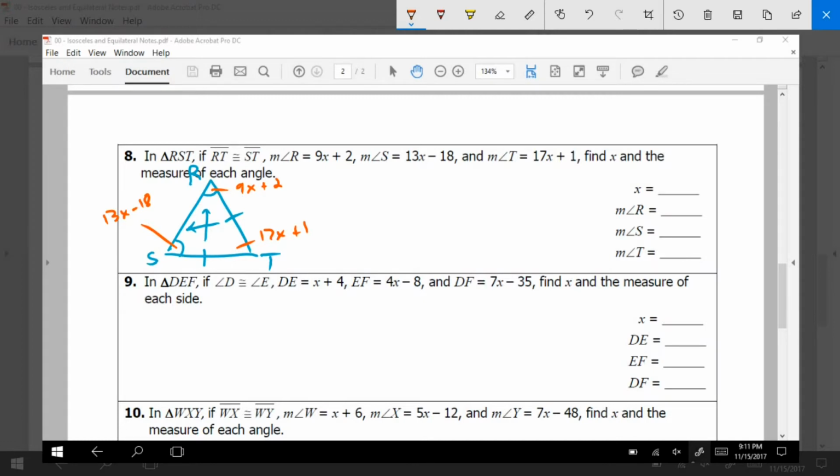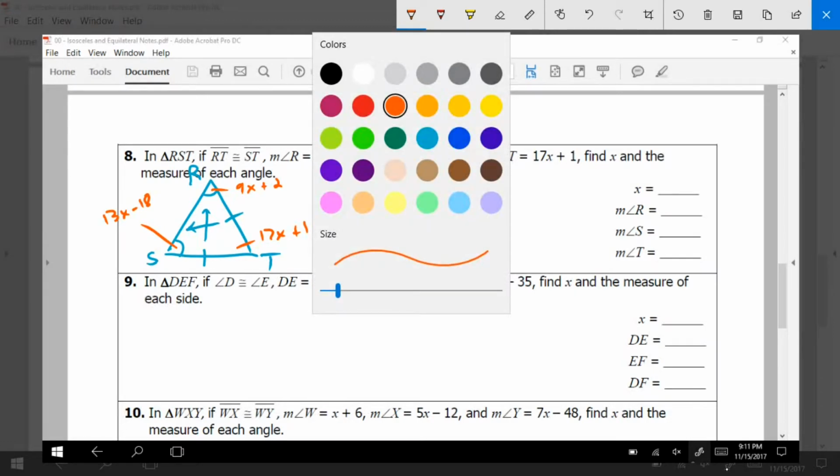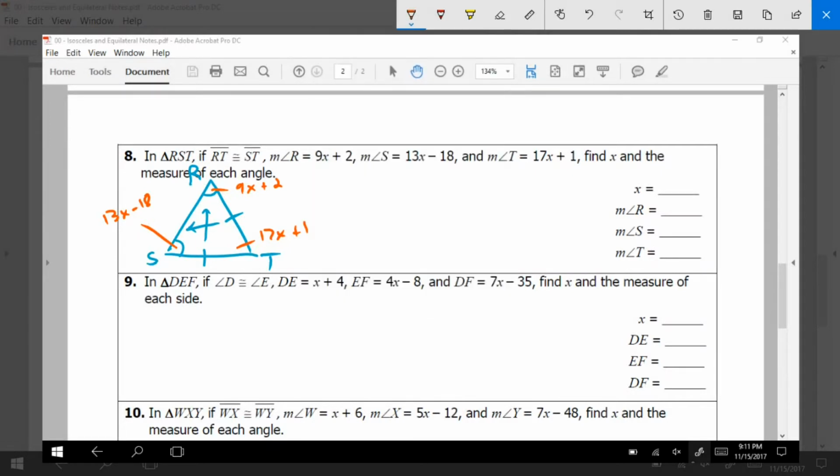Well, what equation could I set up to find x? We're going to put the two congruent angles and set those equal to each other. So measure of angle R is equal to the measure of angle S. So my equation can say 9x plus 2 equals 13x minus 18. We're getting back into algebra, and I love it. All right, so let's subtract 9x from both sides. That gives me 2 equals 4x minus 18. Then I'm going to add 18 to both sides. That gives me 20 equals 4x.